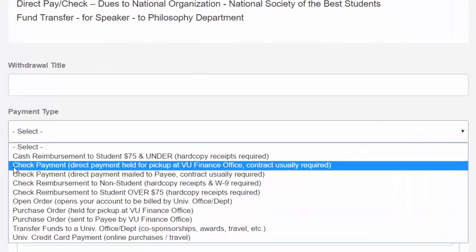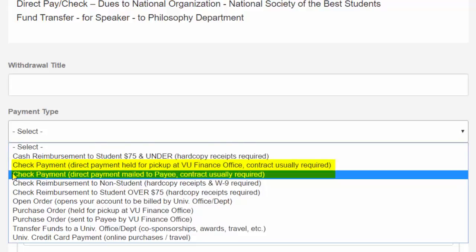With check payments, they can be either held for pickup at the VU Finance office. That's usually the case if your speaker or performer is coming to campus and you want to hand deliver the check on the day of the event. That's great. Or they may be mailed. That's why we have two different payment types here, so you can communicate that to the finance office, which way you would like the check to be delivered.